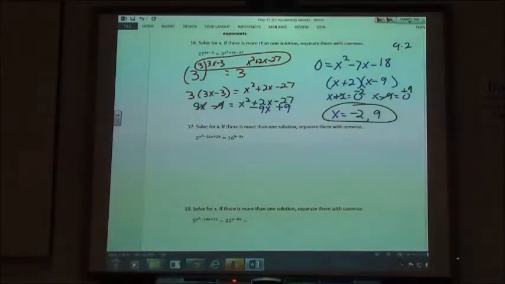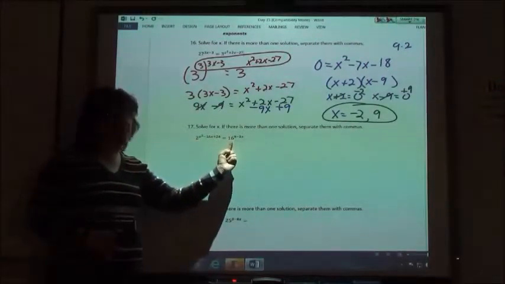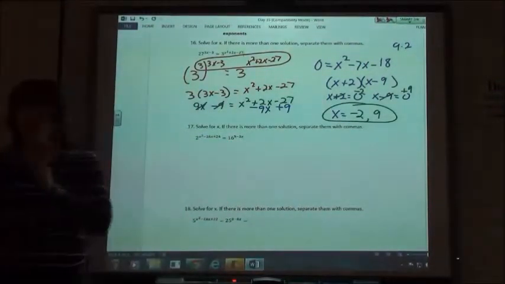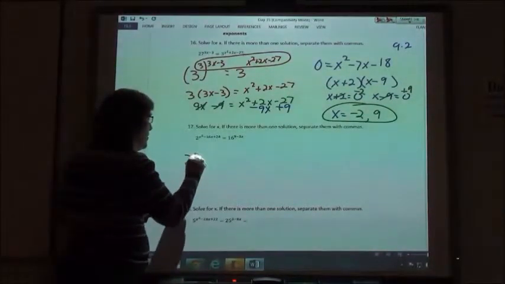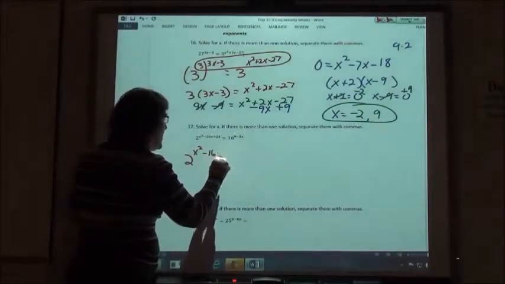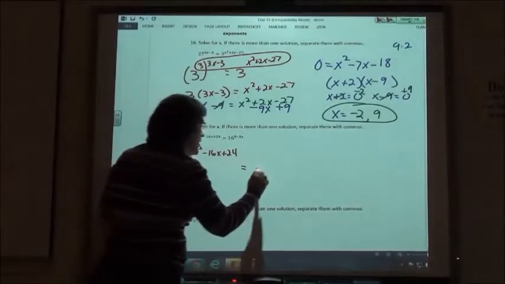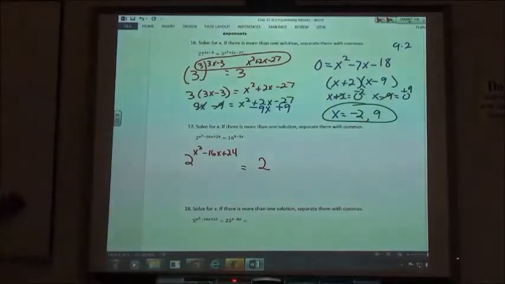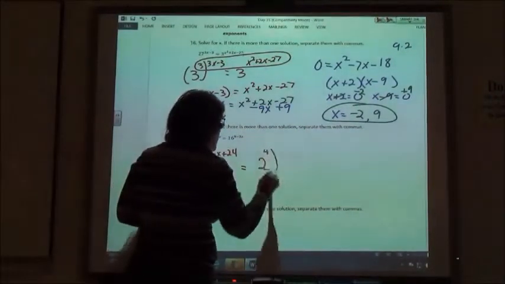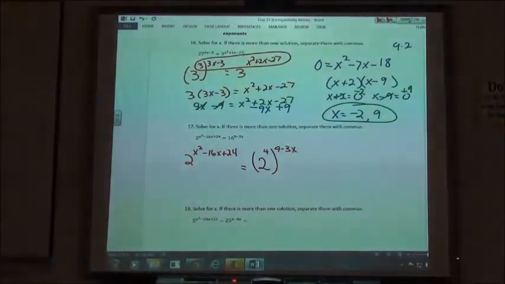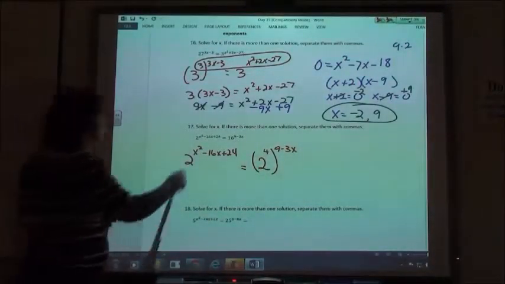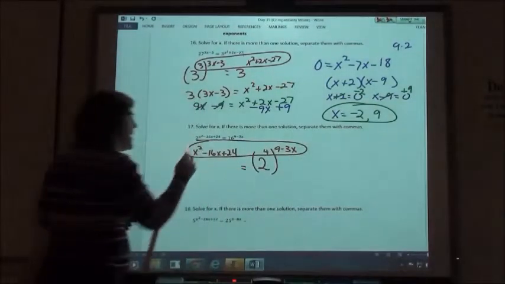All right. We have a base of 2 and a base of 16. Can we write the 16 as 2 to some power? Yep. So, we're going to leave the 2, x squared minus 16x plus 24. We're going to change 16 to 2 to what power? 2 to the 4th power, yep. Now that my bases are the same, I can set my exponents equal to each other. So now what's my equation going to say?